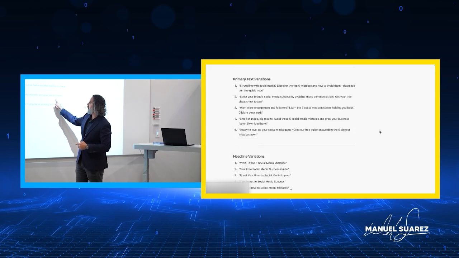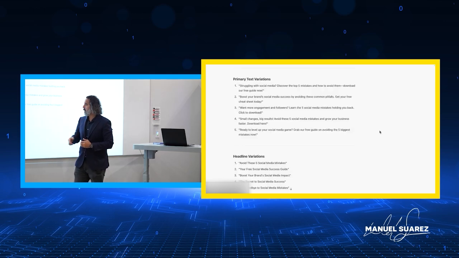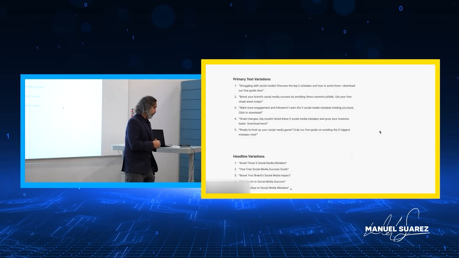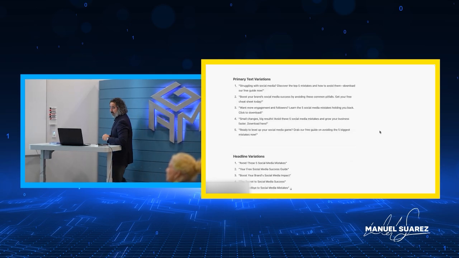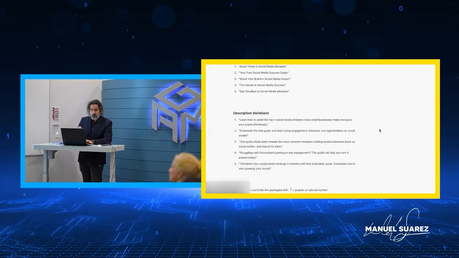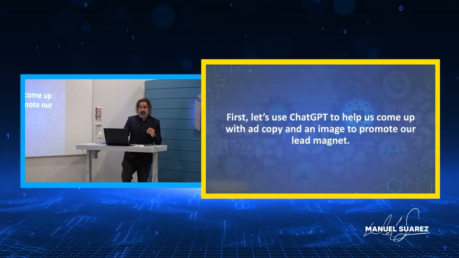Avoid these 5 social media mistakes and grow your business faster. Download here. Ready to level up your social media game? Grab our free guide on avoiding the 5 biggest mistakes now. So that is on the primary text. And then we go to the headline variations. And then we go to the description variations. And I got it all. Okay. So we got the ad creatives. Those are the elements that you need.